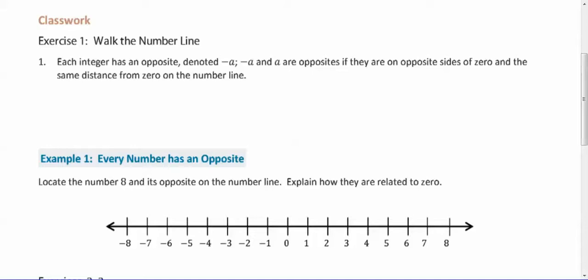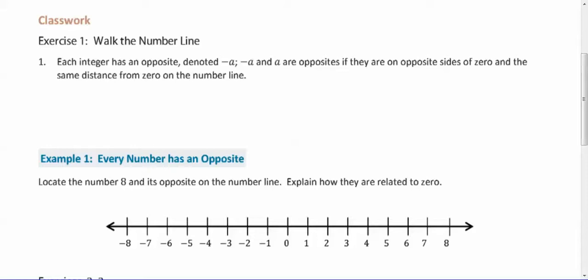So you guys are wired for opposites because you're teenagers, right? If your parents say up, you say down. If they say right, you say left. It's kind of just in your oppositional nature. So opposites on the number line, it's kind of like the evil twin, right? One's on the positive side and one is on the negative side of 0.